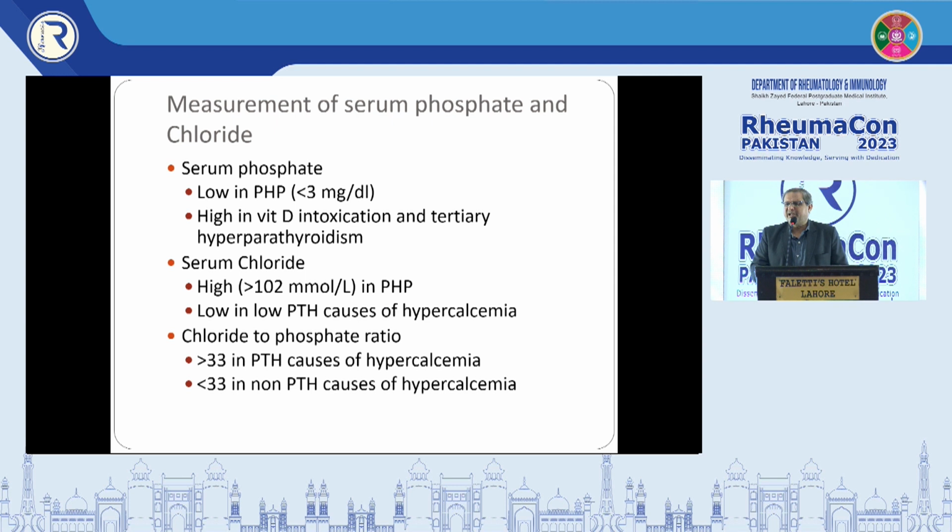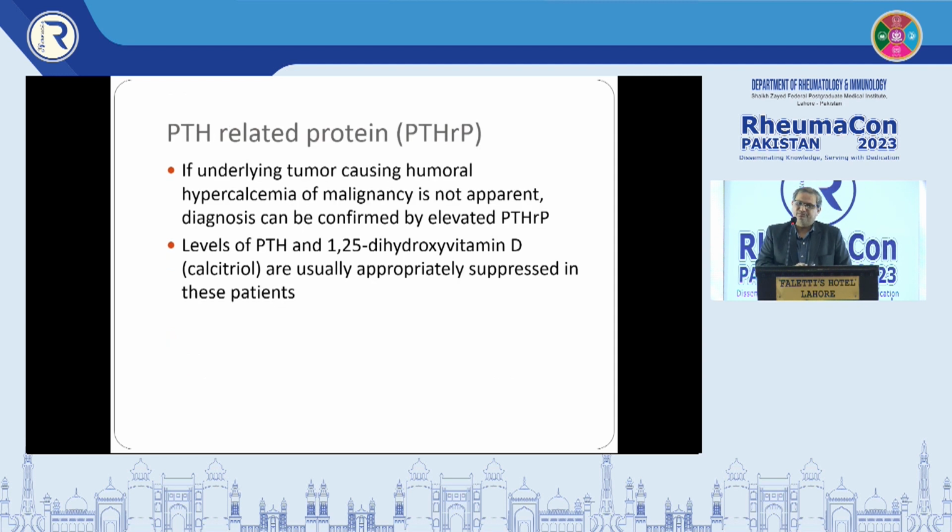Serum chloride is typically elevated in patients with primary hyperparathyroidism. Sometimes we do the chloride and phosphate ratio basically to differentiate parathyroid hormone related causes from the non-parathyroid related causes. PTH related protein, usually in malignant hypercalcemia, the cause of the malignancy may be obvious at the time of the diagnosis, but sometimes it is not obvious. So we can check the parathyroid hormone related protein levels, and then we can also check the level of vitamin D metabolites to look for the cause of hypercalcemia in a patient with low PTH.